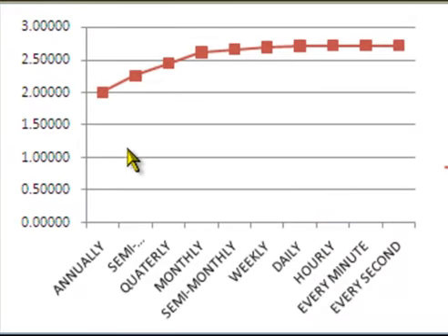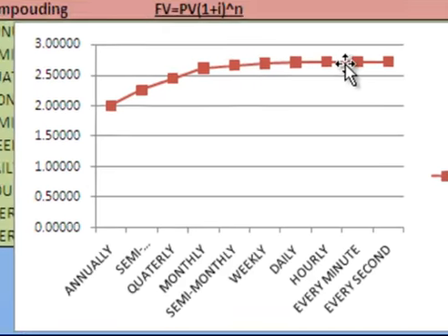Now look at this graph. This shows that as the compounding frequency approaches infinity, the future value of $1 is approaching to a fixed value which is equal to 2.7182. So this is the concept of fixed value of exponential constant.